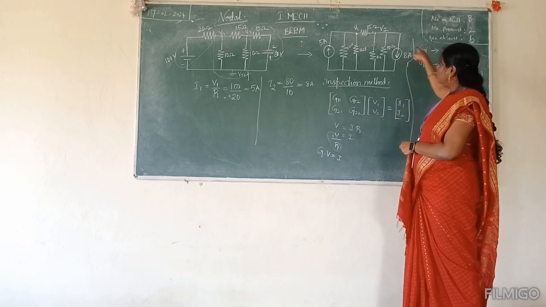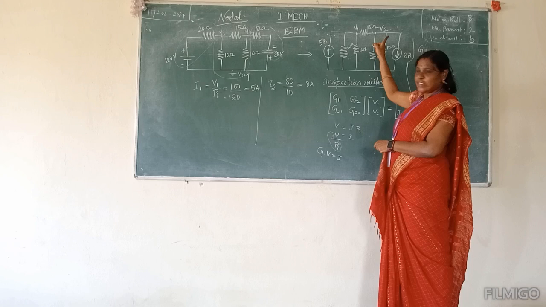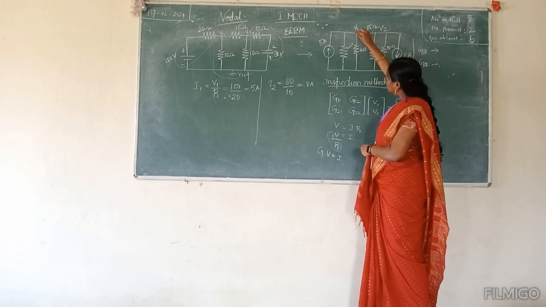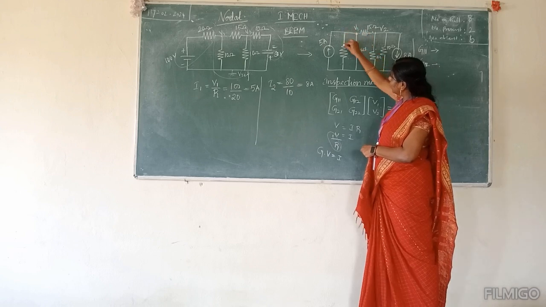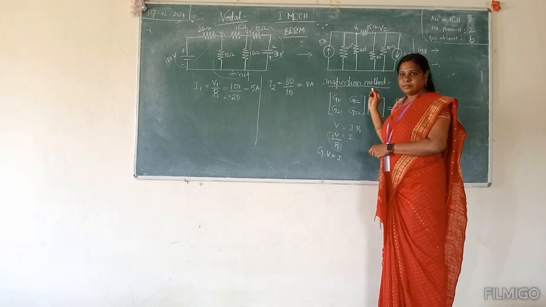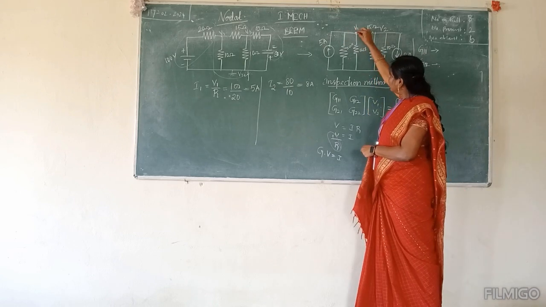So G11 is what? The resistances connected to the first node. Listen. So this is the first node. What are the resistances connected? This 10, this 20, this 15. Resistances connected to the first node.